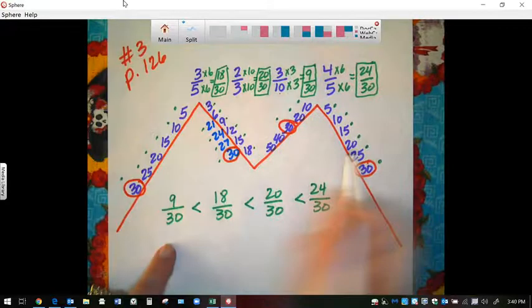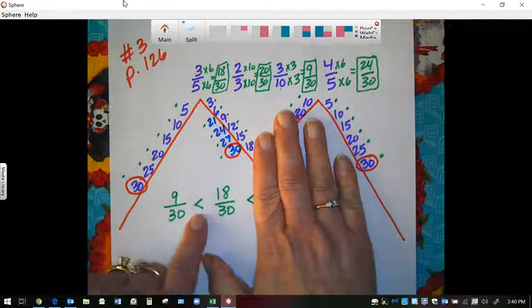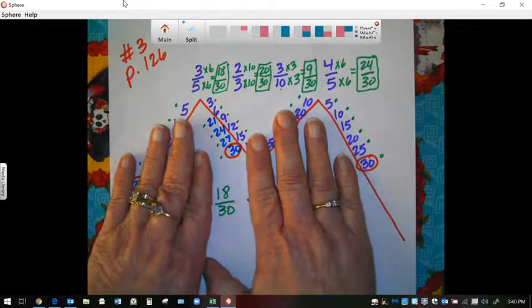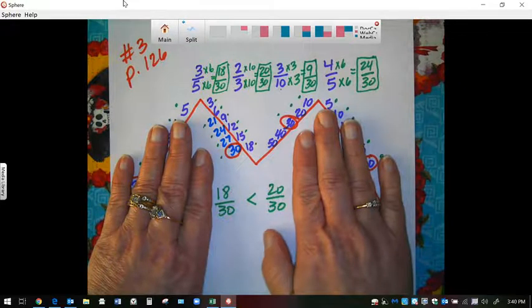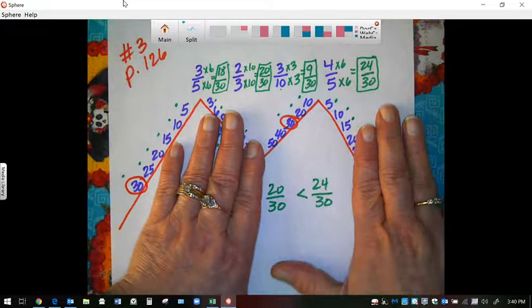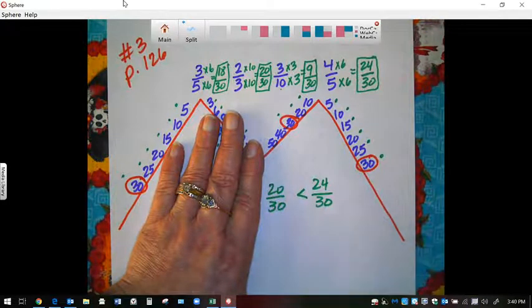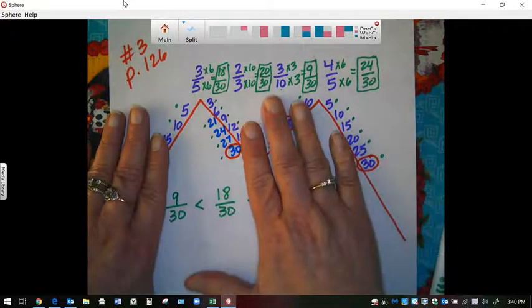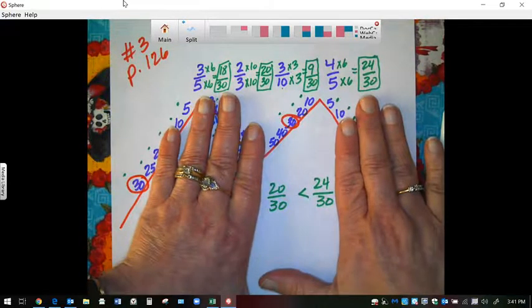Now if I just look at these two, you will see that 9/30 is less than 18/30. If I cover this one and go like that, you will see that 18/30 is less than 20/30. And if I go this way, you will see that 20/30 is less than 24/30. That's why I put the symbols facing that way. You can always just compare two of them if you need to, if you get confused, okay?